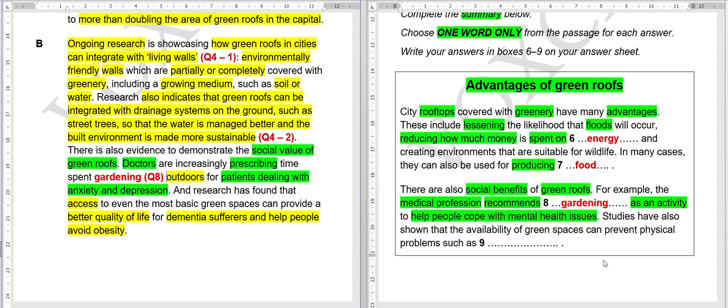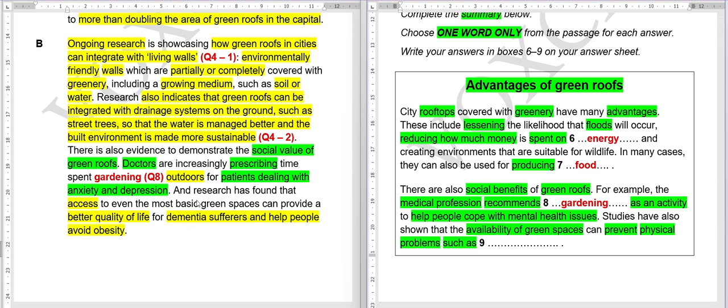Let's read the ninth question now. Studies have also shown that availability of green spaces can prevent physical problems. So availability of green spaces, they can prevent. Prevent means stop or lessen something. They can stop physical problems such as. So such as, what kind of word do you think should be here? Something or someone? Yeah, something. Physical problems such as blank, so it should be some kind of problem mentioned here.